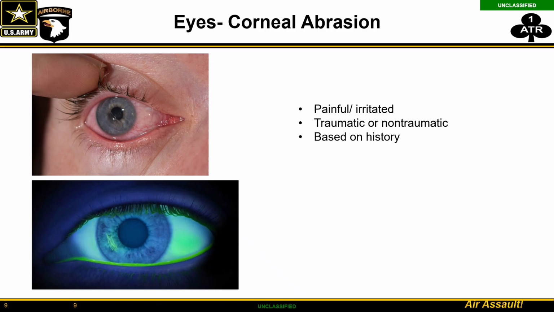And so you can see the picture here. We check this by looking under a Wood's lamp. And so when we use a fluorescein dye, you're actually able to see where that scratch is. And so this person needs to go to MOD because they need to be prescribed a couple drops that is going to make this a lot better.